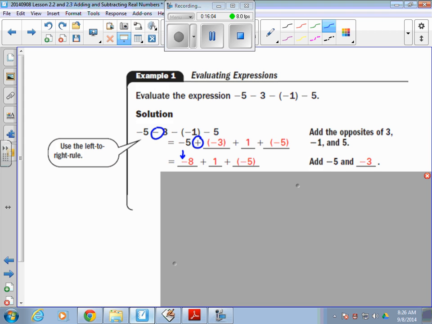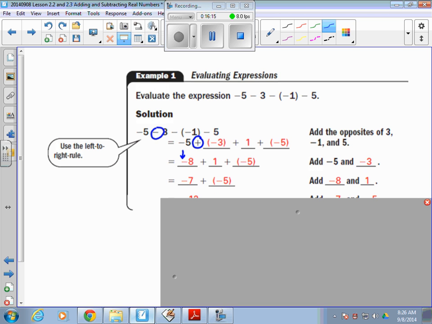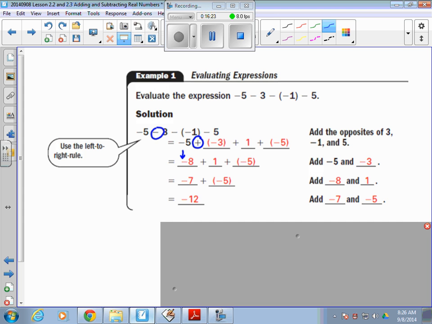So now you have negative 8 plus 1, opposite signs, subtract the absolute values, 8 minus 1, you get 7. Keep the common sign, negative 7. So negative 7 plus negative 5, same signs, add the absolute values, 7 and 5, you get 12. Keep the common sign, negative 12.